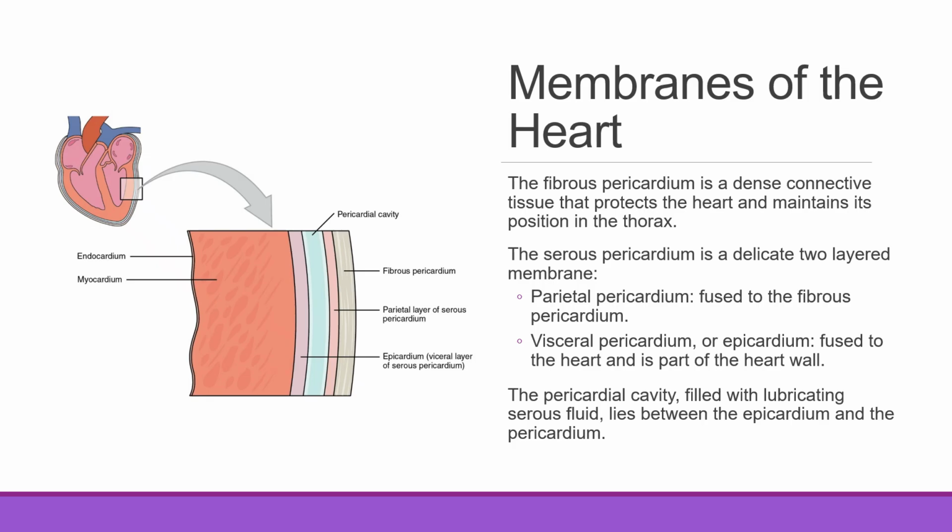So let's take a look at our picture. The first pink that you see over on the right-hand side, closest to the fibrous pericardium, the gray, is going to be the parietal layer of the serous pericardium. And then the purpley lilac one is going to be the visceral layer of the serous pericardium.